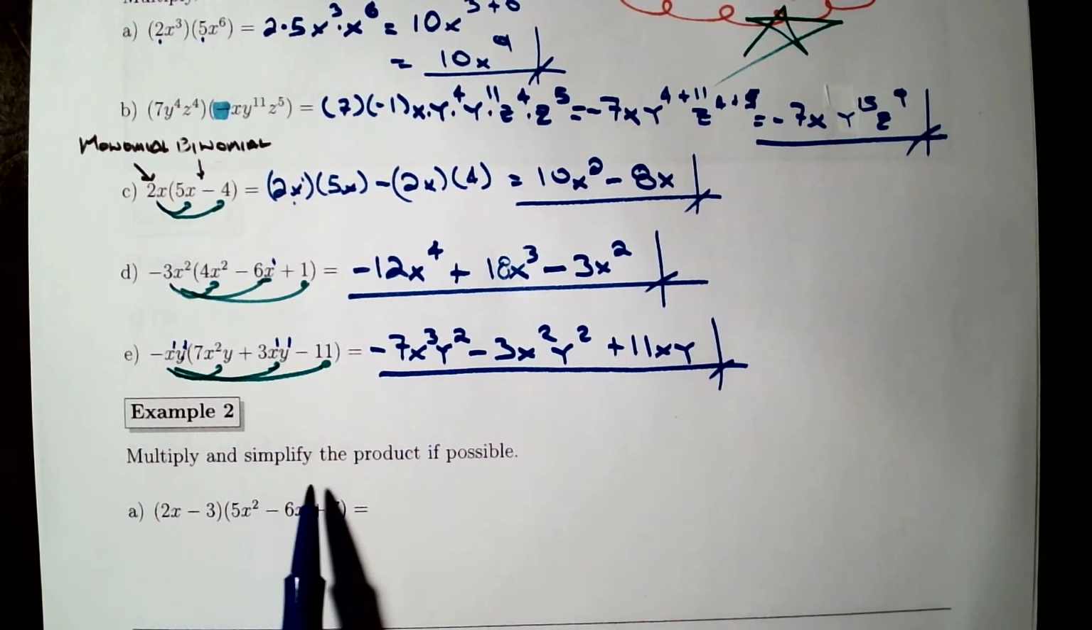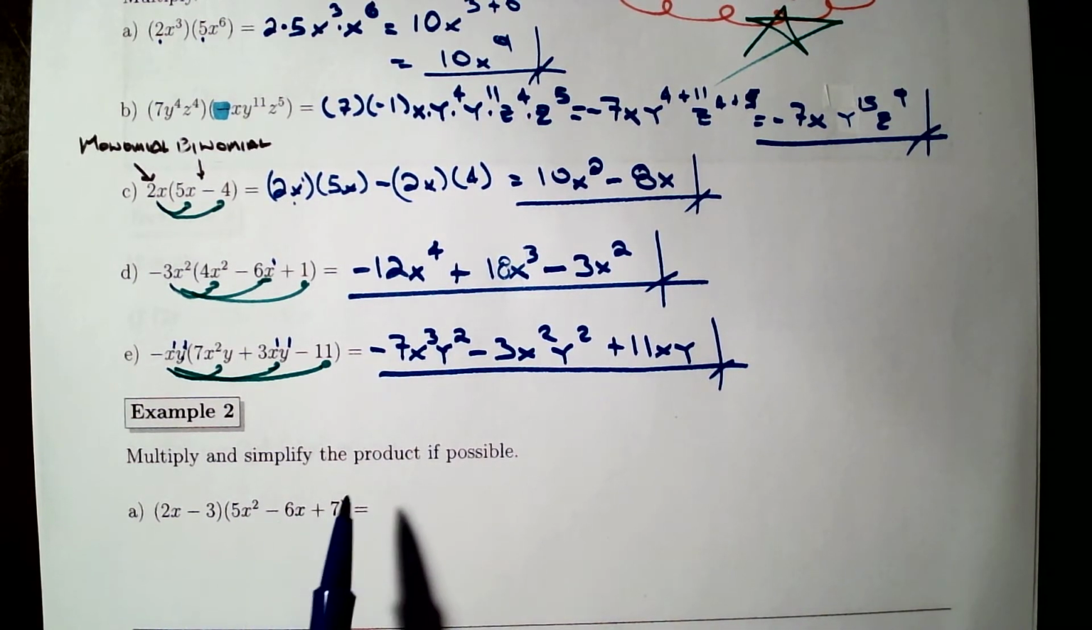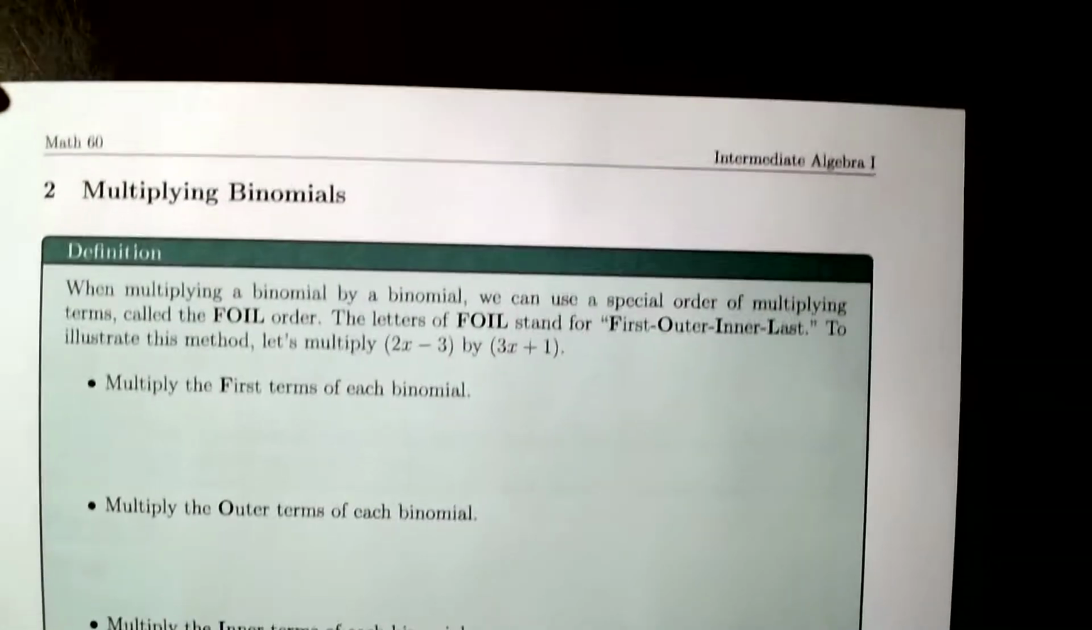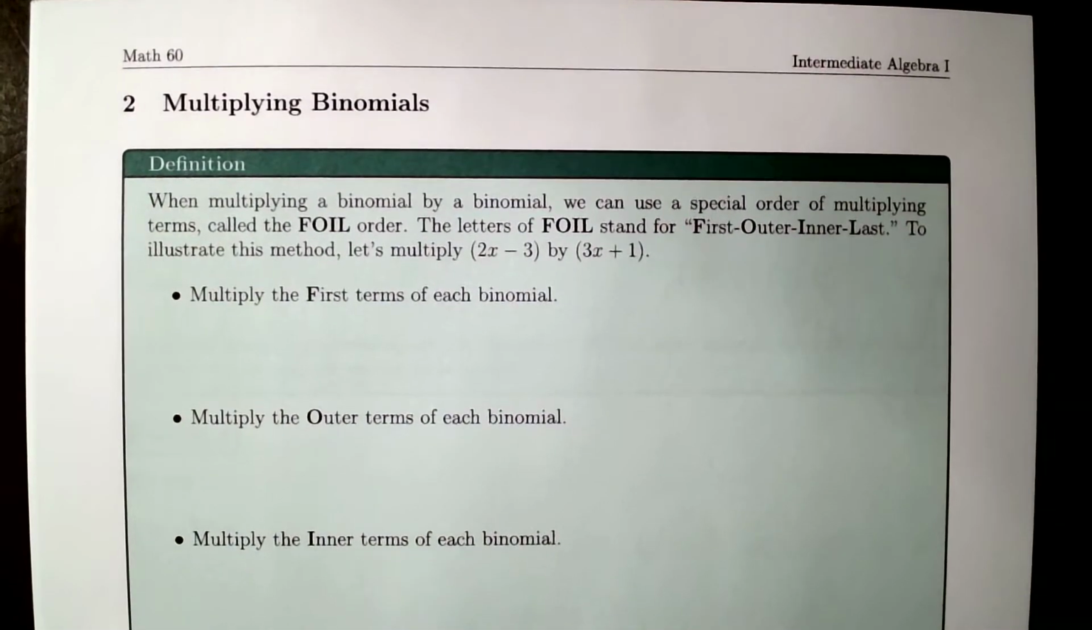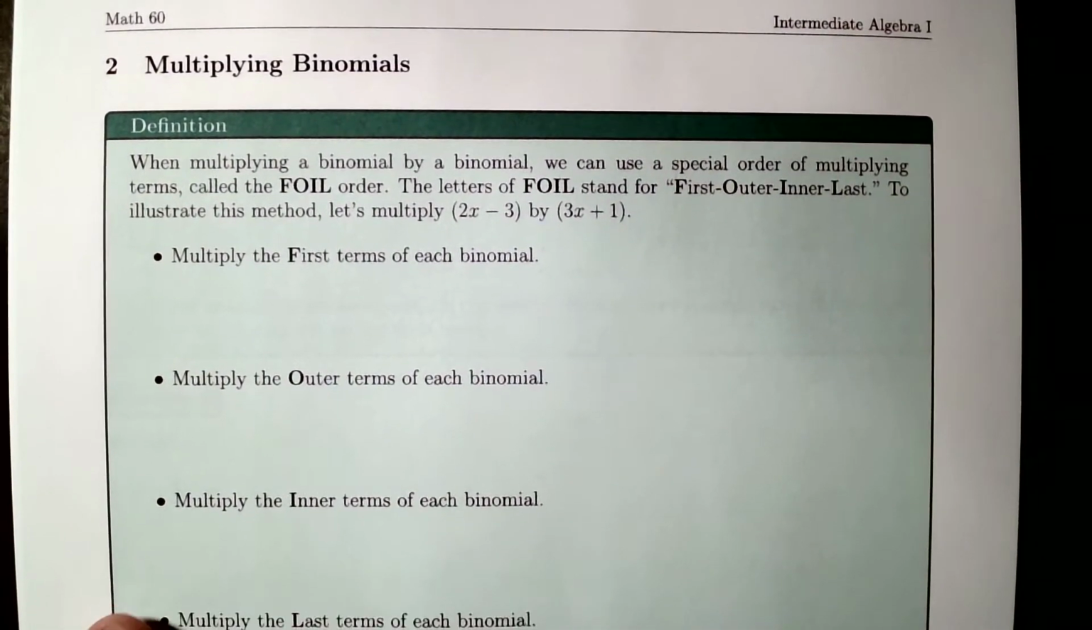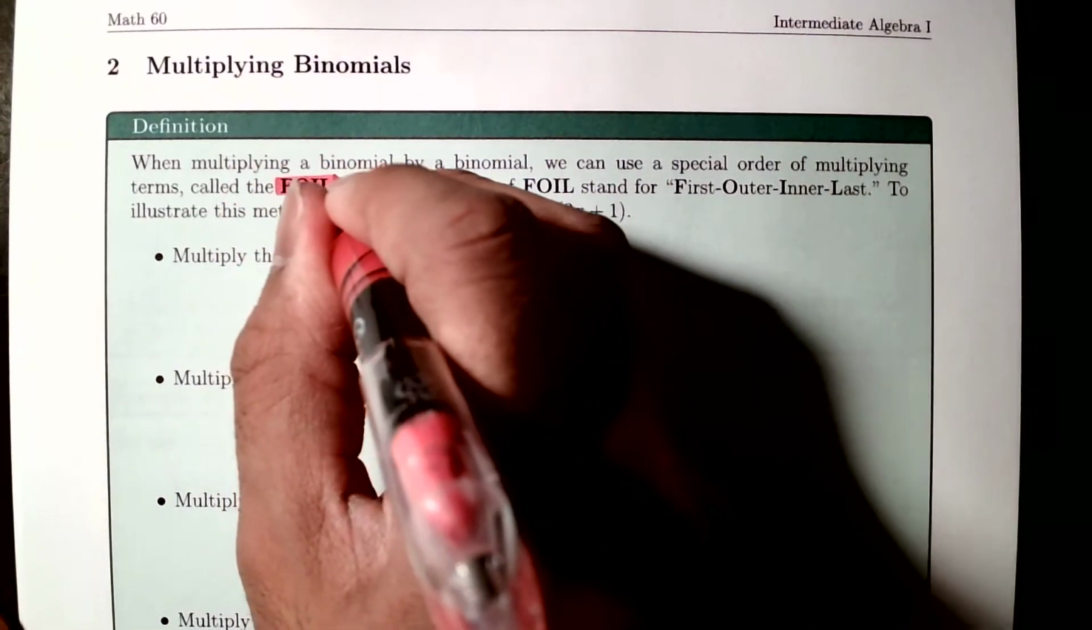Okay, for this one, multiply and simplify the product if possible. Well, first I'm going to explain the FOIL method in the next page, and then I'm going to go back to this example too. Okay, so multiplying binomials. So when we multiply a binomial by another binomial, we can use a special order of multiplying terms called the FOIL order.